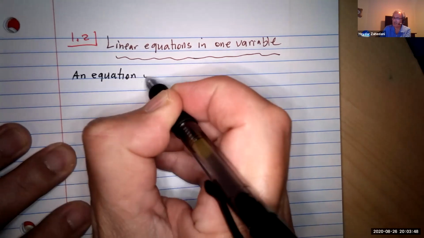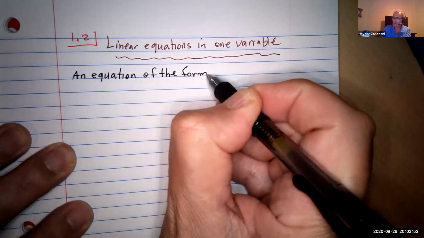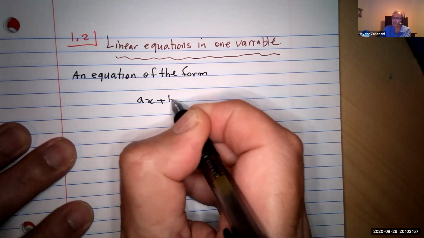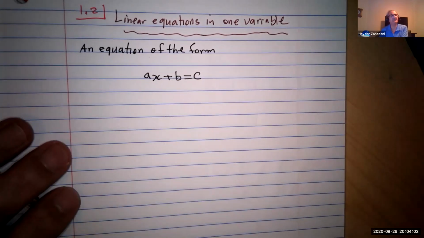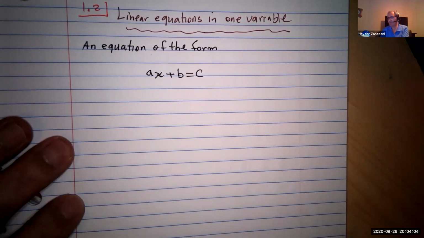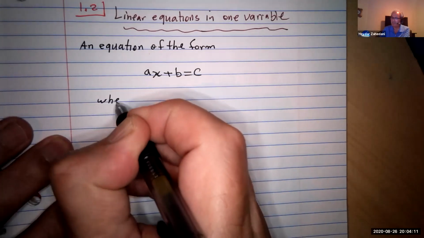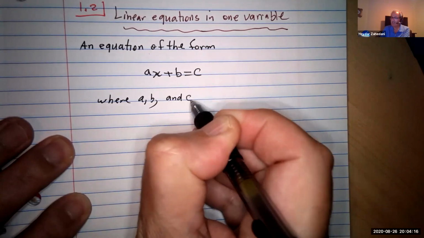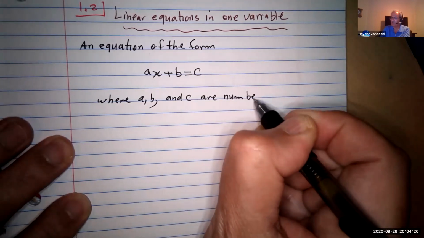An equation of the form ax plus b equal to c. In your book, you have it as ax plus b equal to 0. It's the same thing, but I like this type better. An equation of the form ax plus b equal to c, of course, where a, b, and c are numbers.